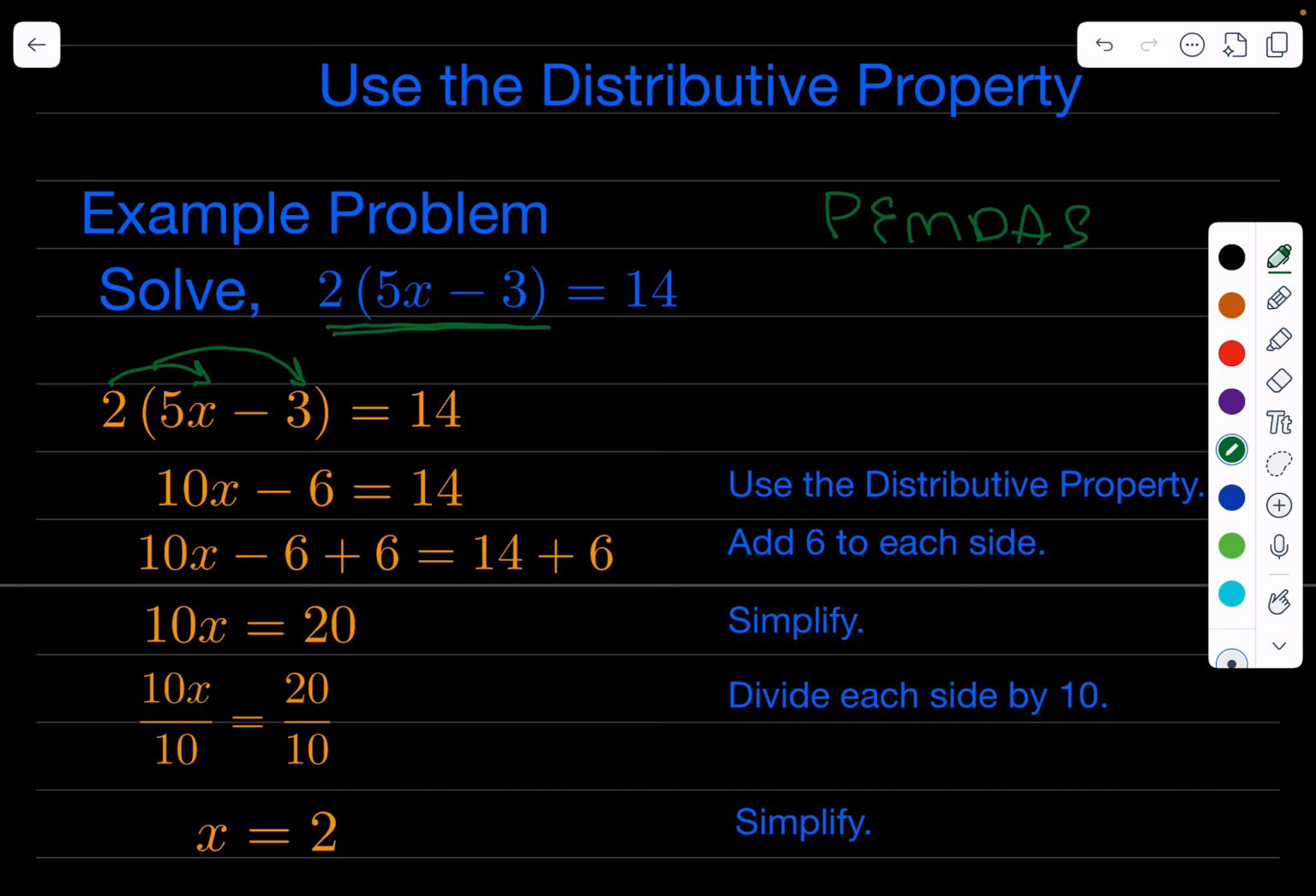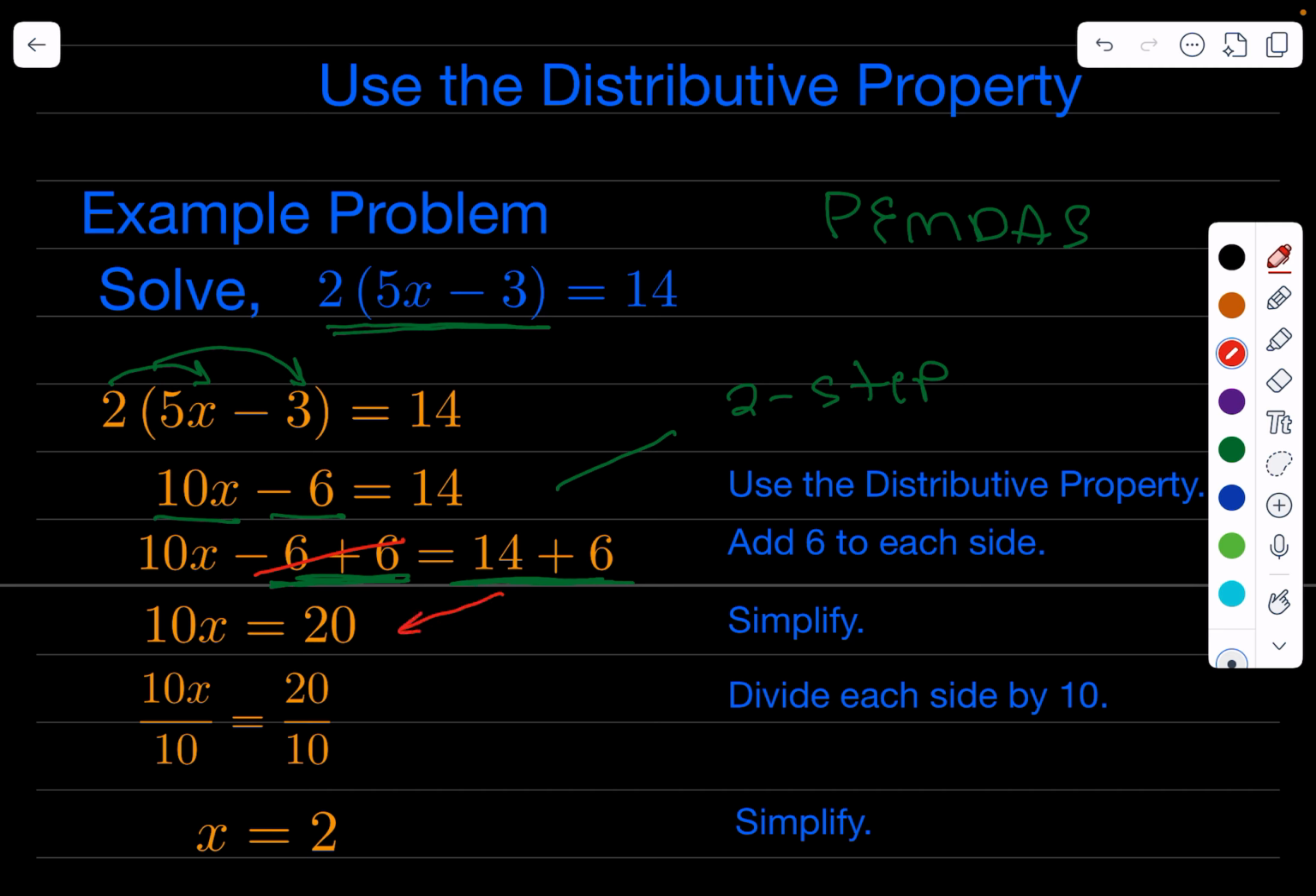2 times 5 is 10x. 2 times 3 is 6. Now notice, we are back to a two-step equation. We have to use order. We're going to undo the subtraction first. So we're going to add 6 to both sides of the equation. Minus 6 plus 6 is 0. So our 10x comes down. 14 plus 6 is 20.